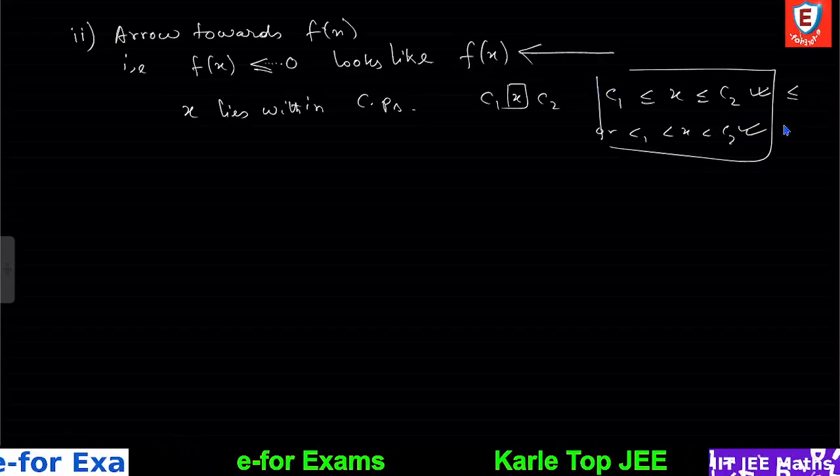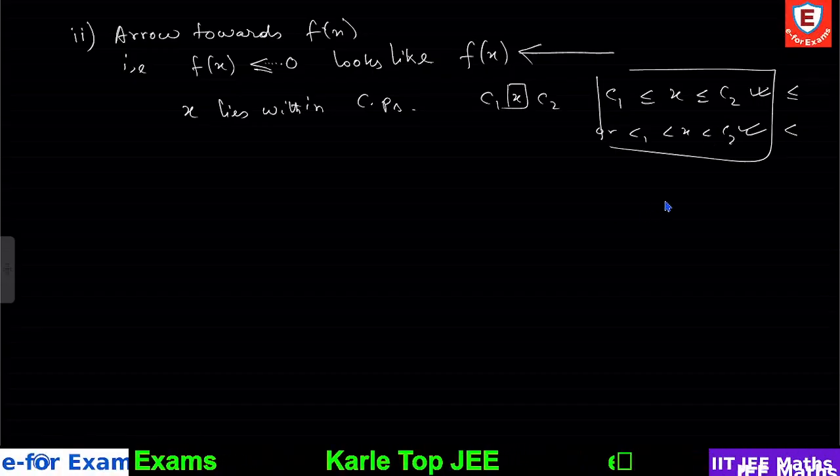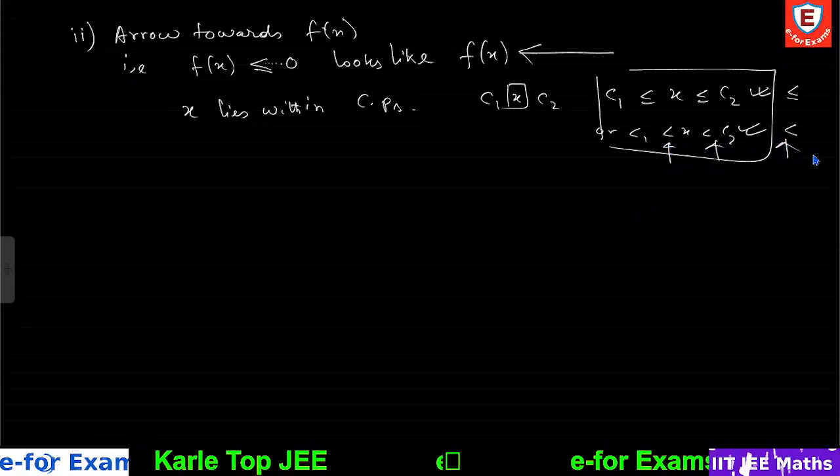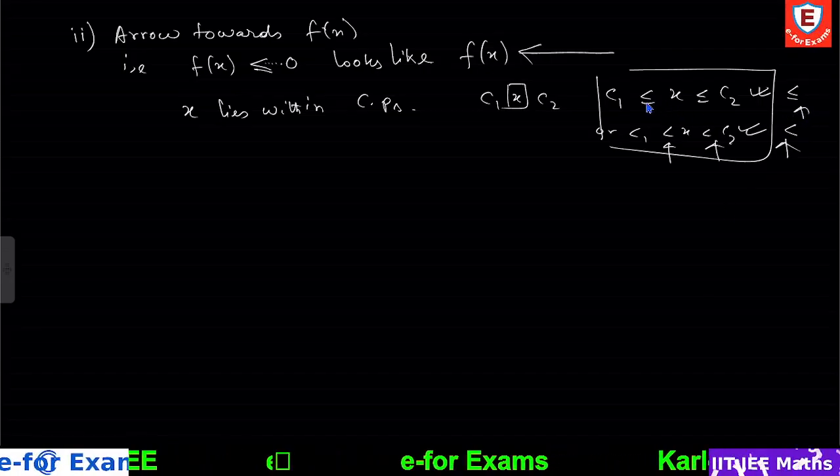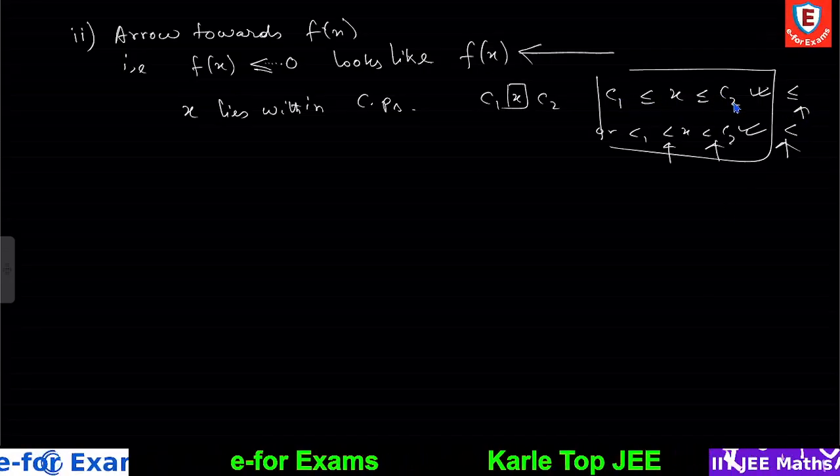If it is this, then this one. If it is this, then this one. If it is only less than, strictly, then C1 less than x less than C2. If it is less than or equal to, then C1 less than or equal to x less than or equal to C2. Okay.